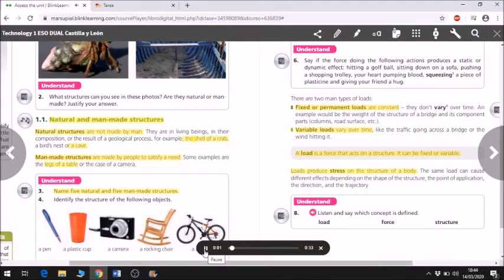1.1 Natural and man-made structures. Natural structures are not made by man. They are in living beings, in their composition, or the result of a geological process, for example, the shell of a crab, a bird's nest, or a cave. Man-made structures are made by people to satisfy a need. Some examples are the legs of a table or the case of a camera.